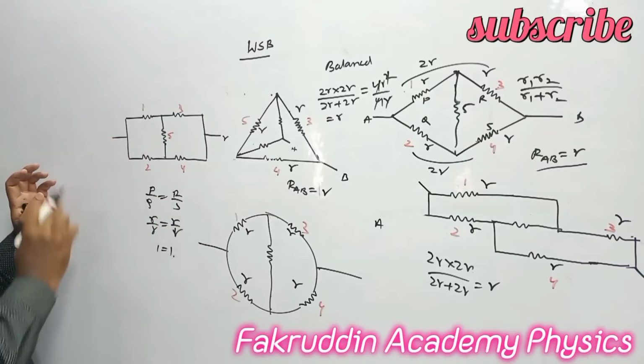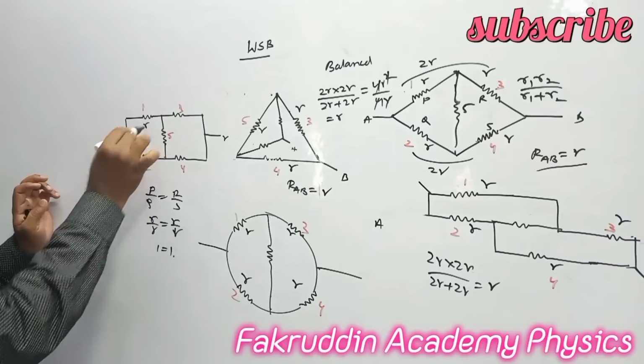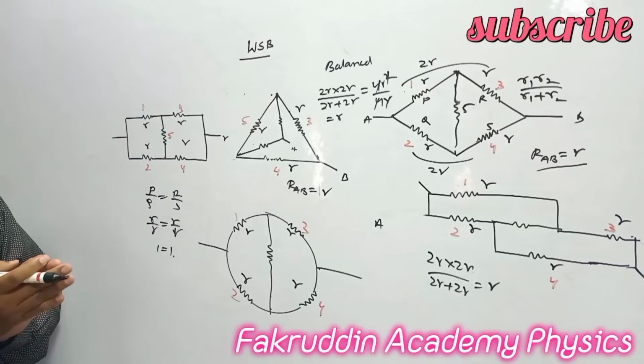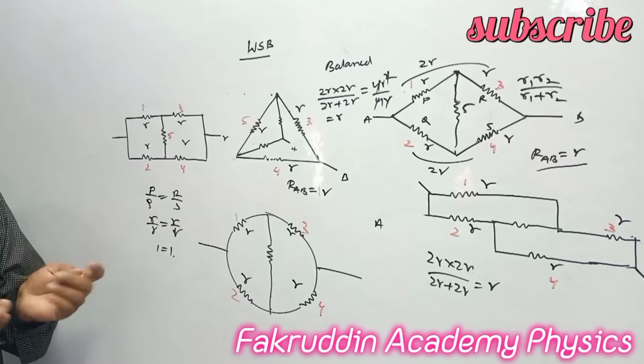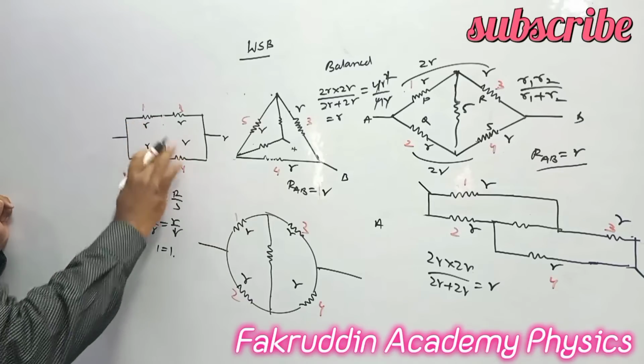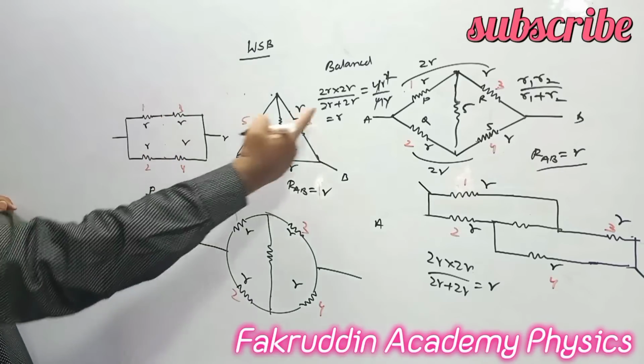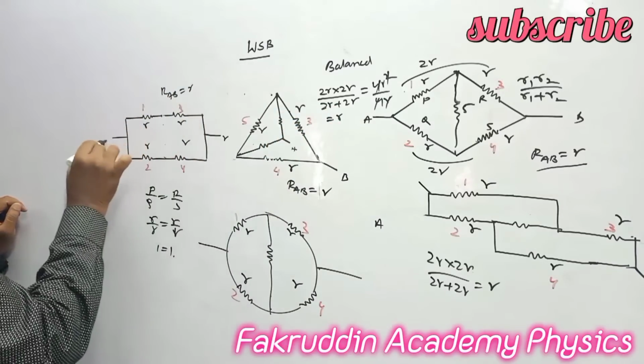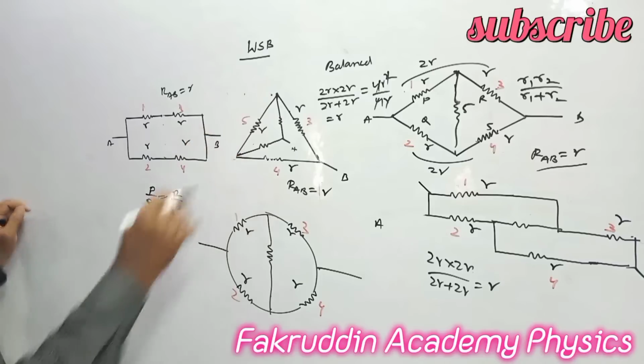So this is also a Wheatstone bridge where P by Q is equal to R by S. Balanced Wheatstone bridge. Therefore, no current passes through the middle one. So 2R into 2R by 2R plus 2R is nothing but R. Across AB is R. This is the AB terminal, so the answer is R here.